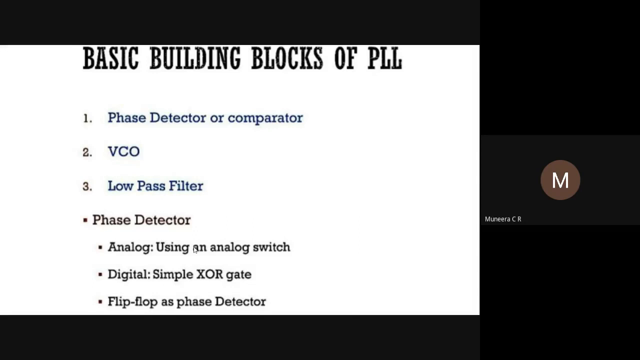There are different types of phase detectors: analog type and digital type. That is, analog using an analog switch, and digital using a simple XOR gate, and also a flip-flop as a phase detector. So now you can see the applications of PLL. PLLs are used for AM detection, FM detection, frequency division, frequency multiplication, and frequency conversion as a translator of frequency. Of course, we can discuss the PLL circuits in the next class.